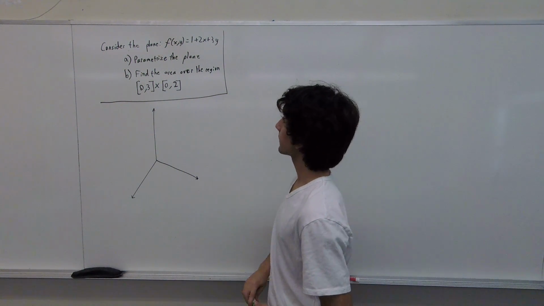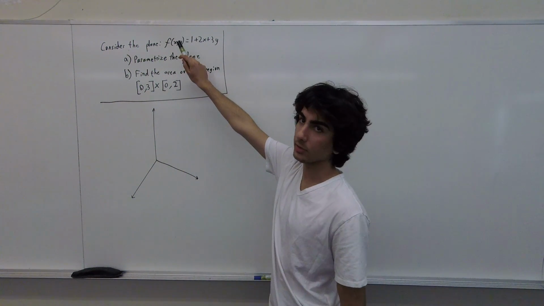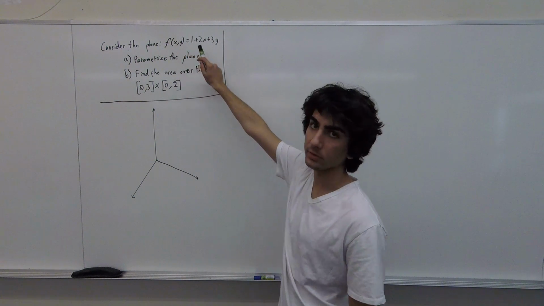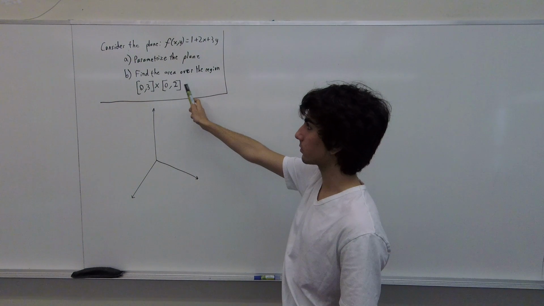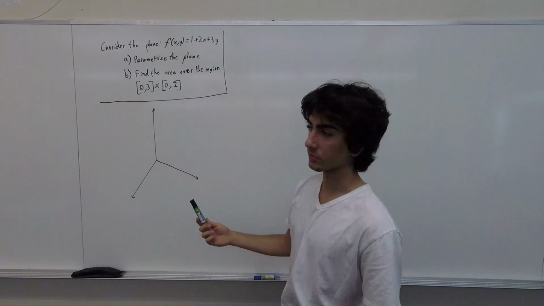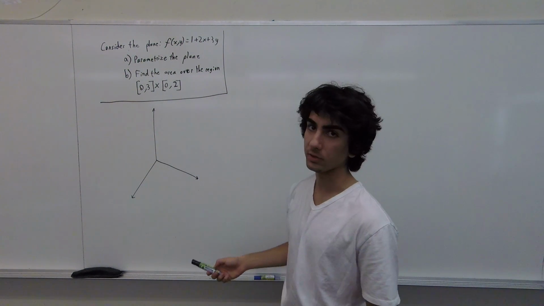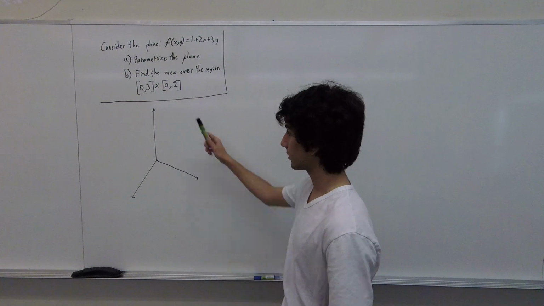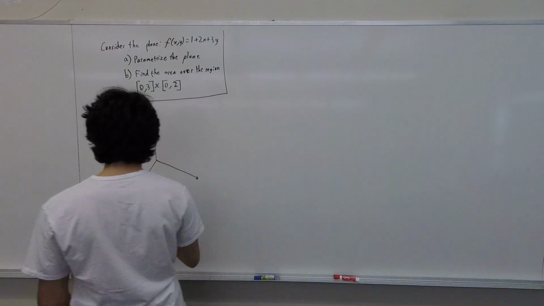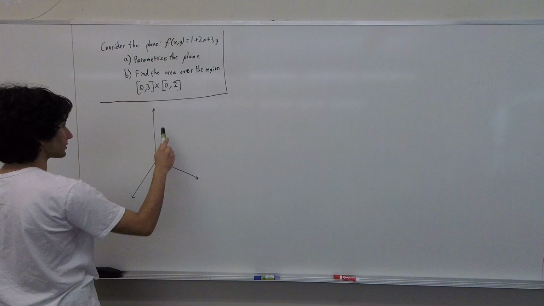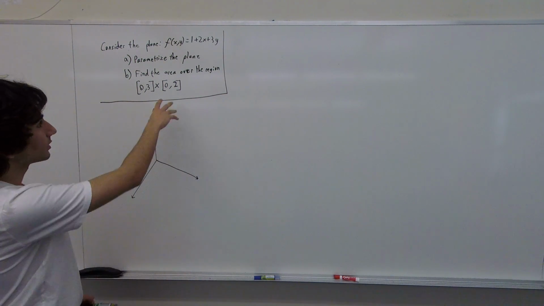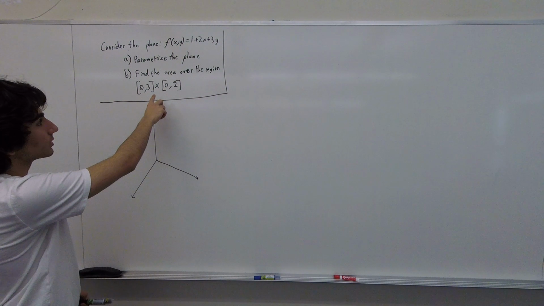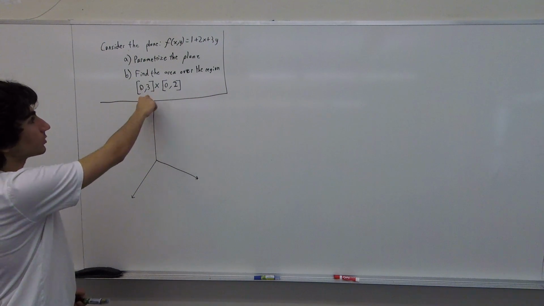We are asked, given the plane f of x, y equals 1 plus 2x plus 3y, to parameterize the plane and find the area over this region. A great first step would be to visualize it and to just draw it out. Here we already have our x-axis, our y-axis, and our z-axis. So looking ahead, I think it would be a good idea to draw the plane over this region.